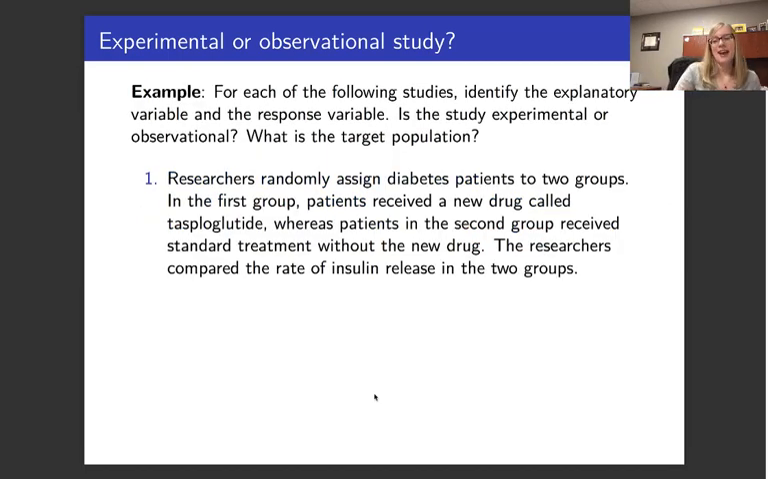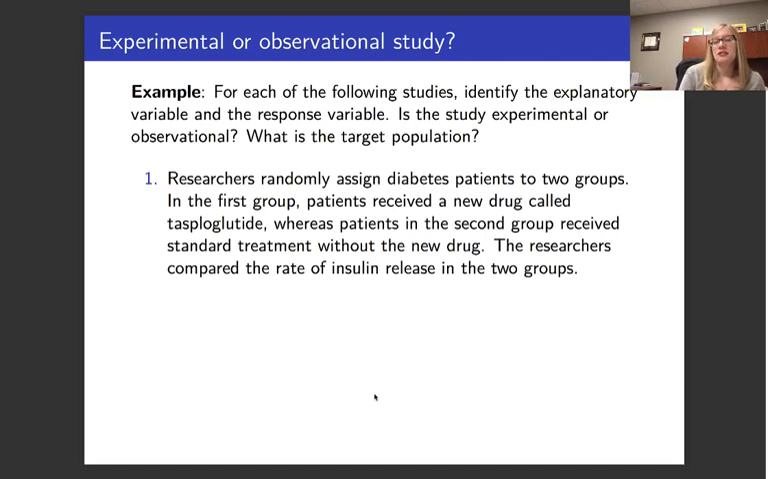So let's take a look at a few more examples before we wrap today's video up. For each of the following studies, identify the explanatory variable and the response variable, determine whether or not the study is experimental or observational, and determine the target population. I'd like you to try these on your own for just a moment.